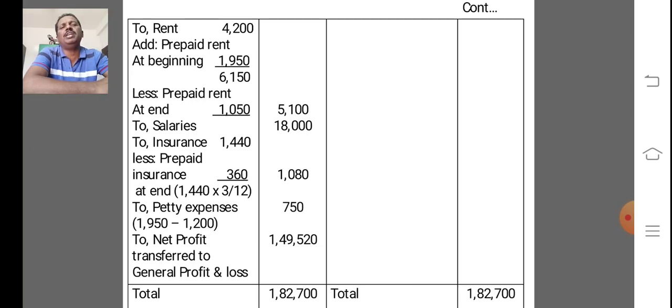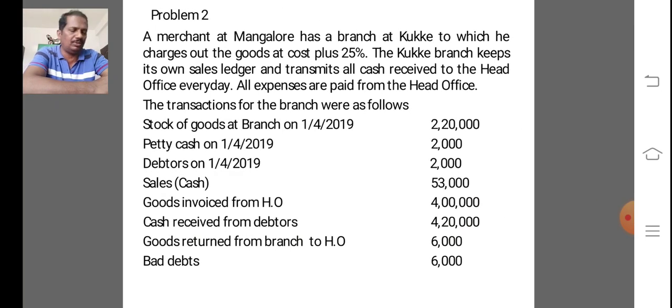That net profit to be transferred to general profit and loss account. So again I am taking another problem. A merchant at Mangalore has a branch at Kukke, to which he charges out the goods at cost plus 25%. The Kukke branch keeps its own sales ledger and transmits all cash received to the head office every day. All expenses are paid from the head office. The transactions for the branch were as follows.